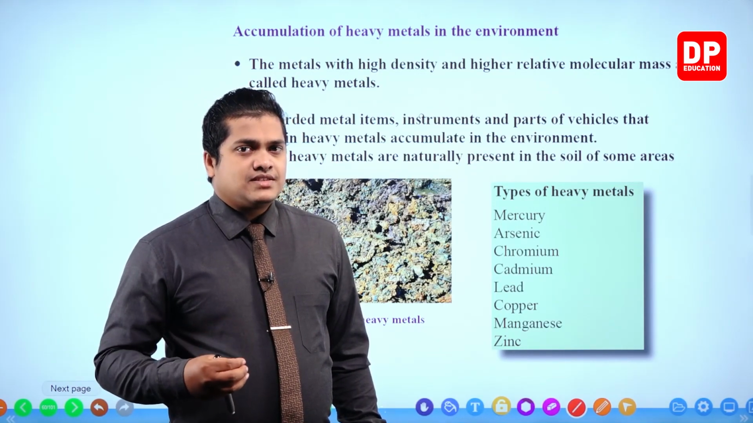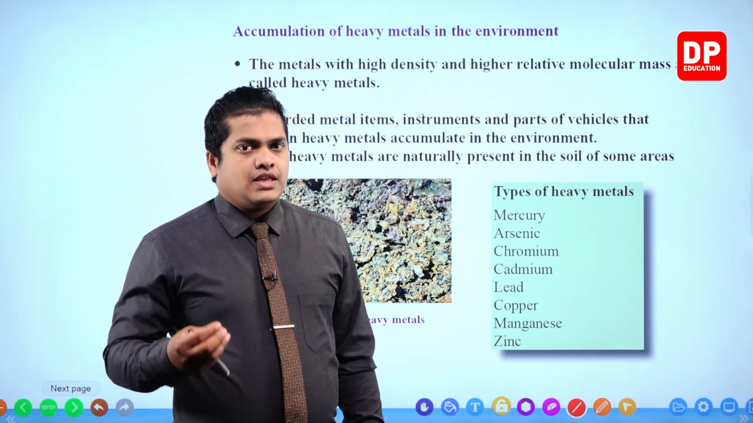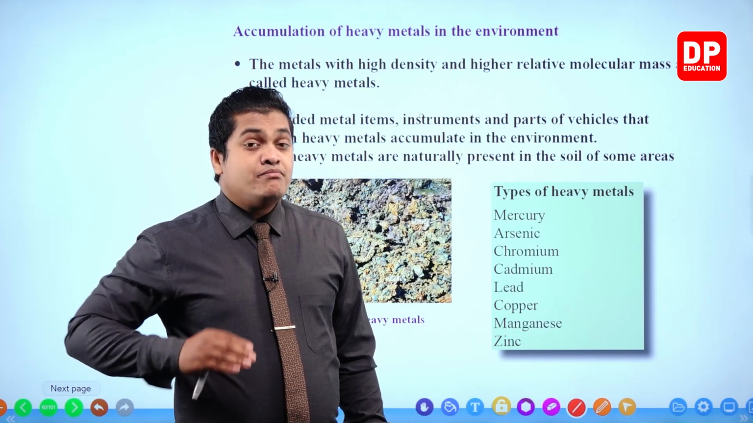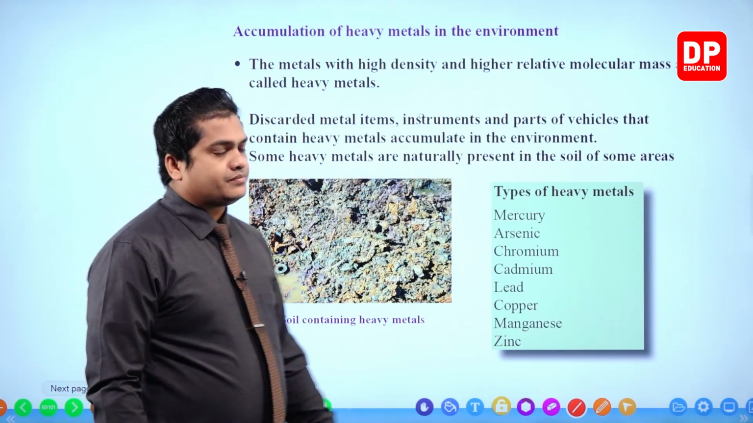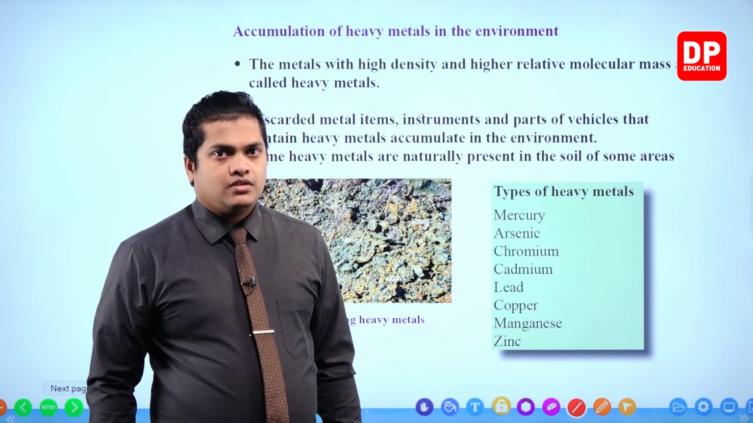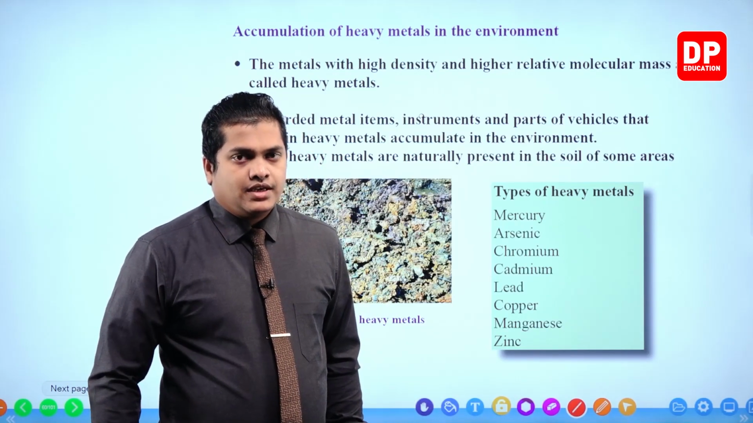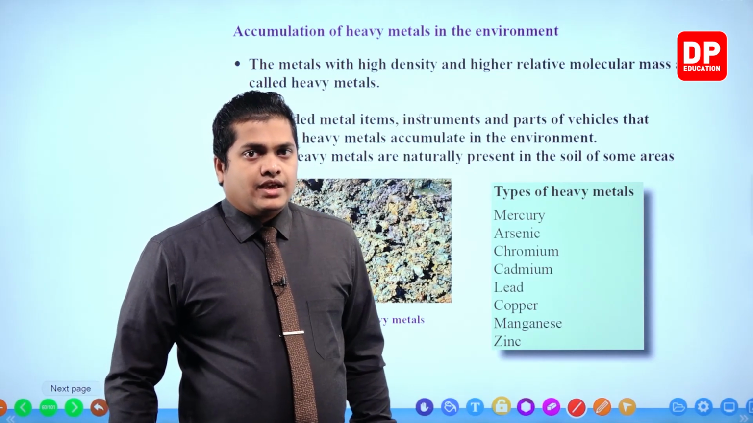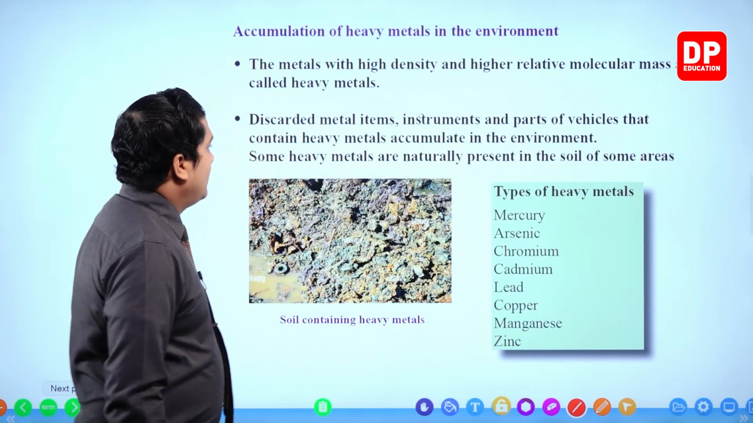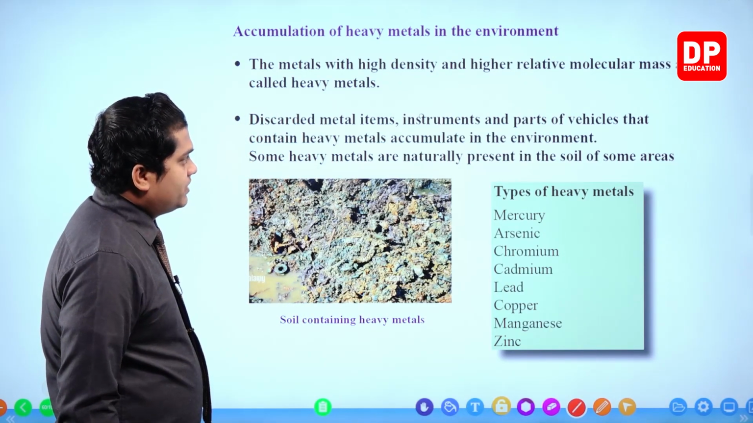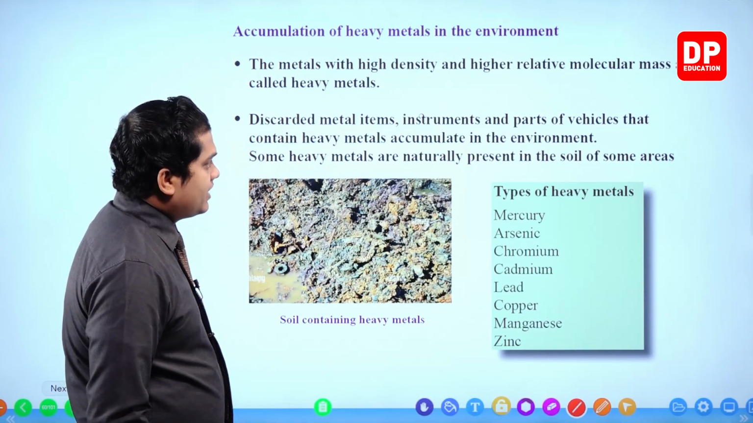So if a certain substance has a heavy relative atomic mass, then that kind of metal is referred to as a heavy metal. So a heavy metal is a metal that has a very high density. In order to have very high density, the relative molecular mass should be very high. Then discarded metal items, instruments and parts of vehicles that contain heavy metals accumulate in the environment.